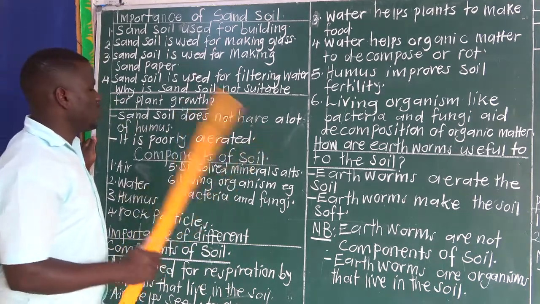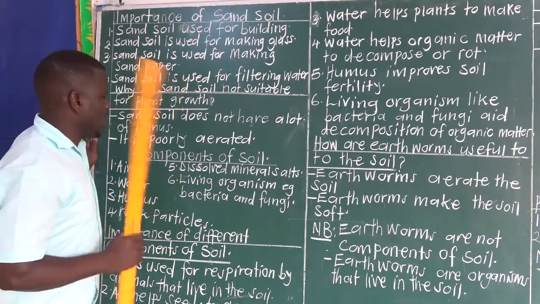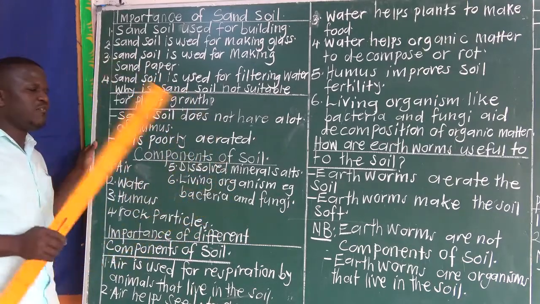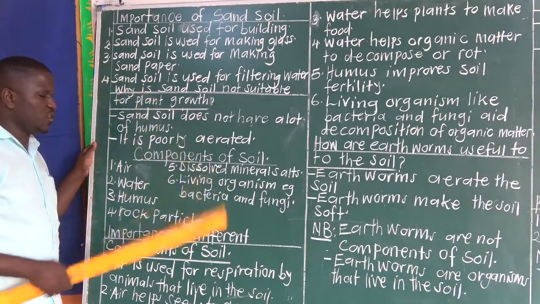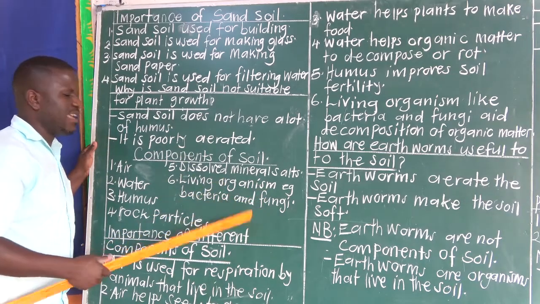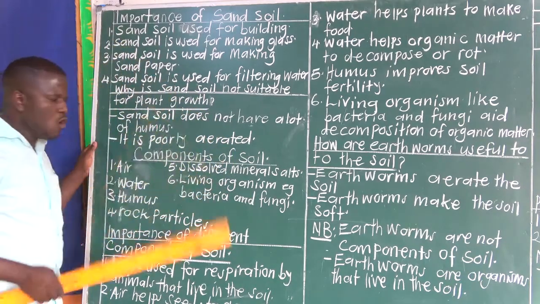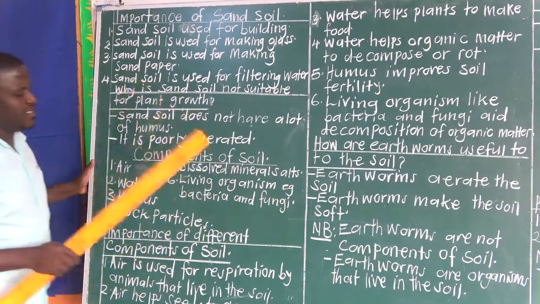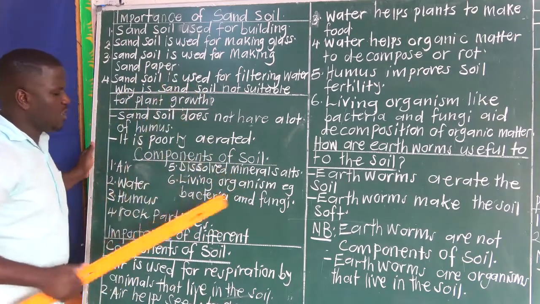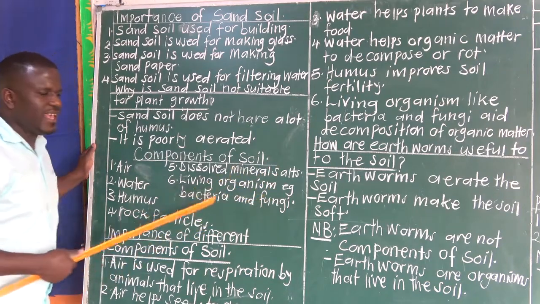Then we have dissolved mineral salts. Then number 6, we have living organisms like bacteria and fungi. We only have 2 living organisms that are components of soil: bacteria and fungi, and they help in decomposition. Earthworms are not components of soil. Earthworms are just organisms that live in the soil and they help to aerate the soil. The living components of soil are bacteria and fungi, and they help in decomposition.